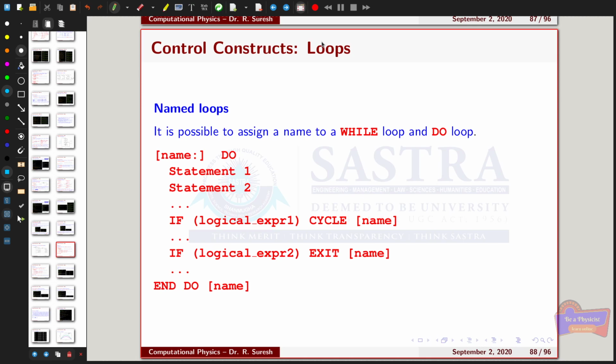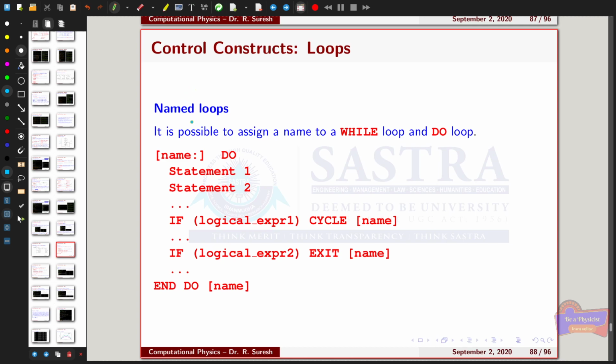Good day to everyone. In the last video, we saw the iterative loops as well as the while loops, and how to use the cycle and exit statements in your iterative and do while loops. In this video, I'm going to give information about named while and do loops.